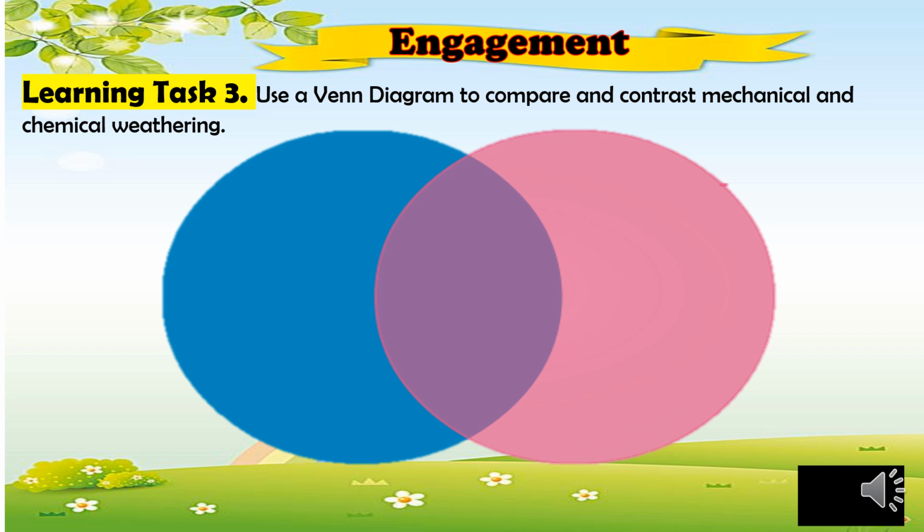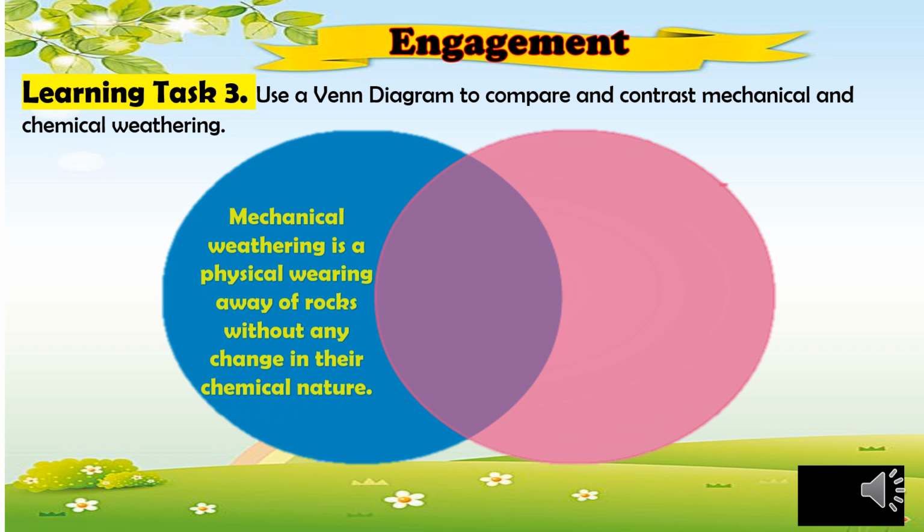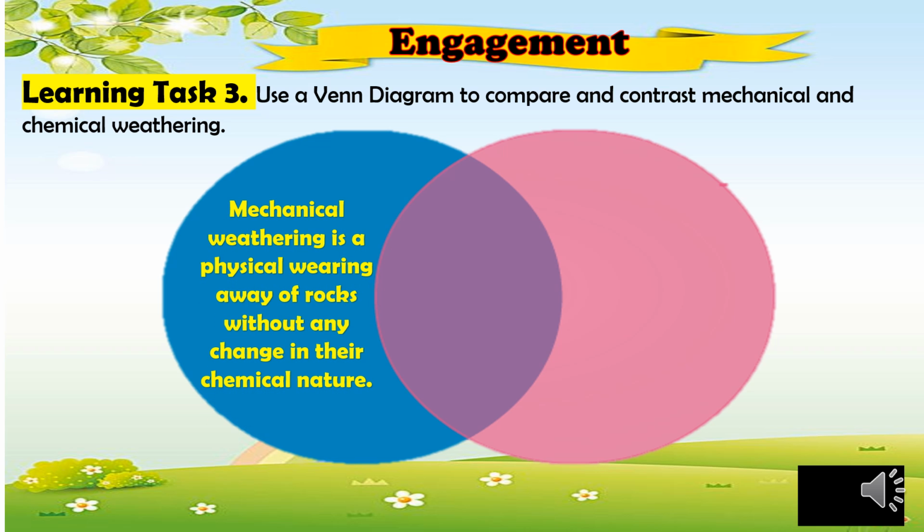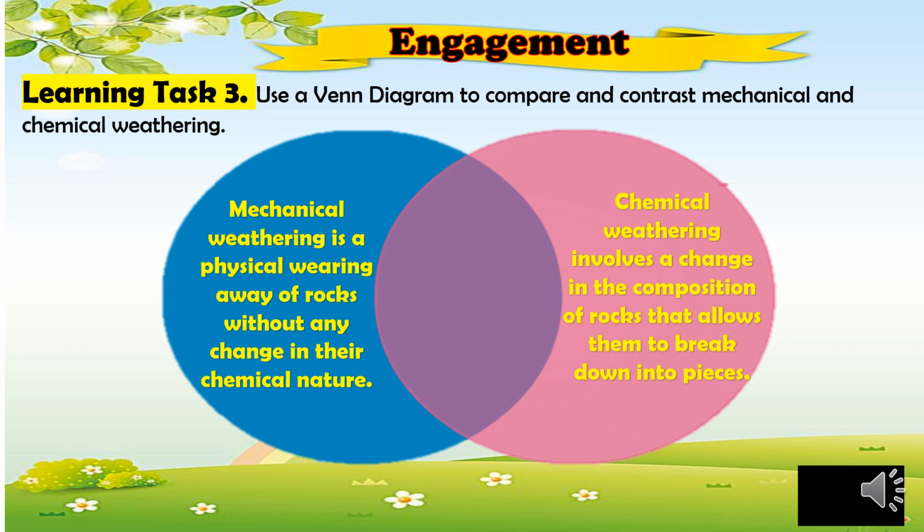Let us now answer learning task 3. So the first one, mechanical weathering is a physical wearing away of rocks without any change in their chemical nature. While chemical weathering involves a change in the composition of rocks that allows them to break down into pieces. And their similarity, they are the processes that wear away rocks into soil.